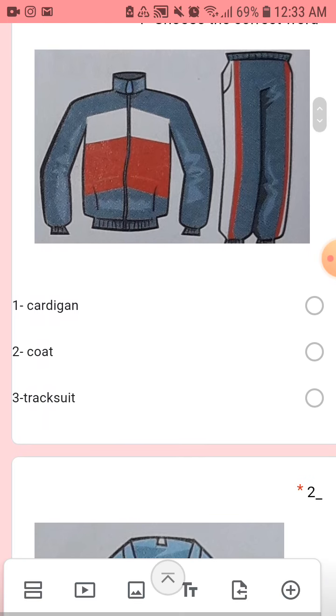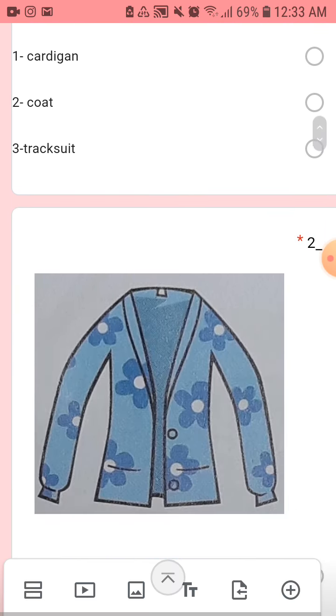Question 1. Choose the correct word. This picture belongs to: number 1 cardigan, number 2 coat, number 3 tracksuit.